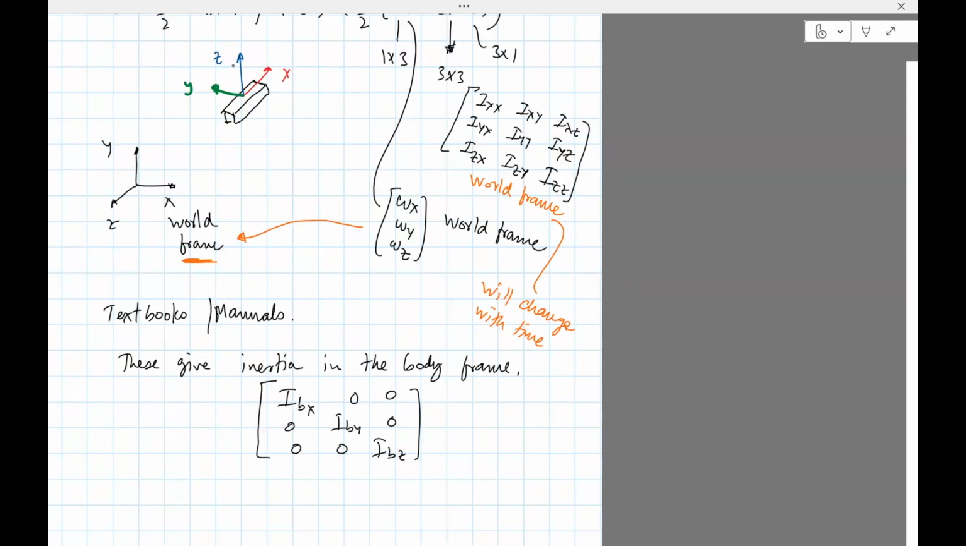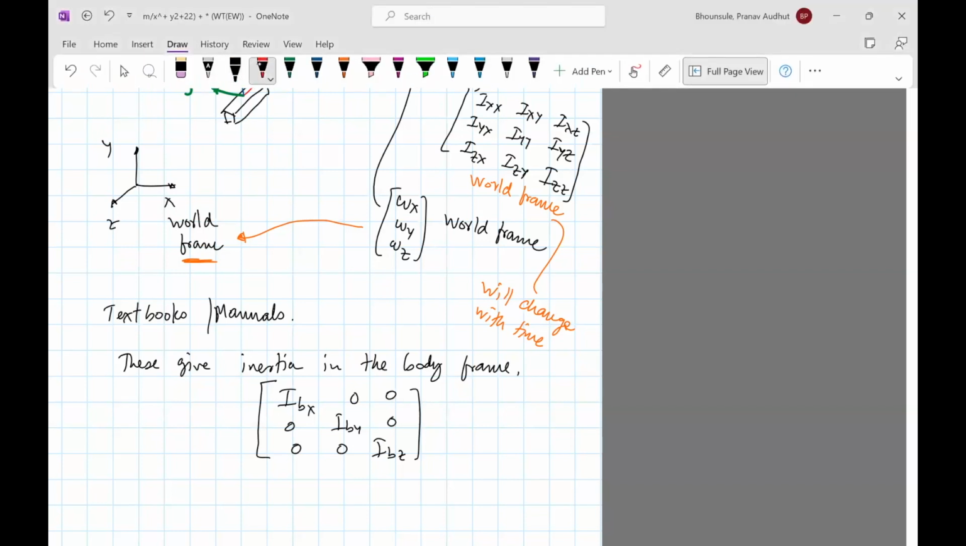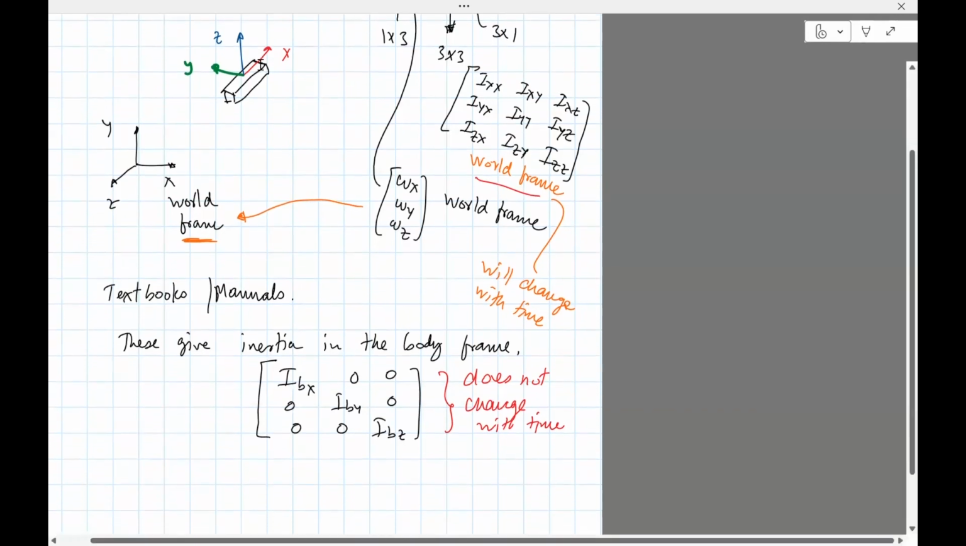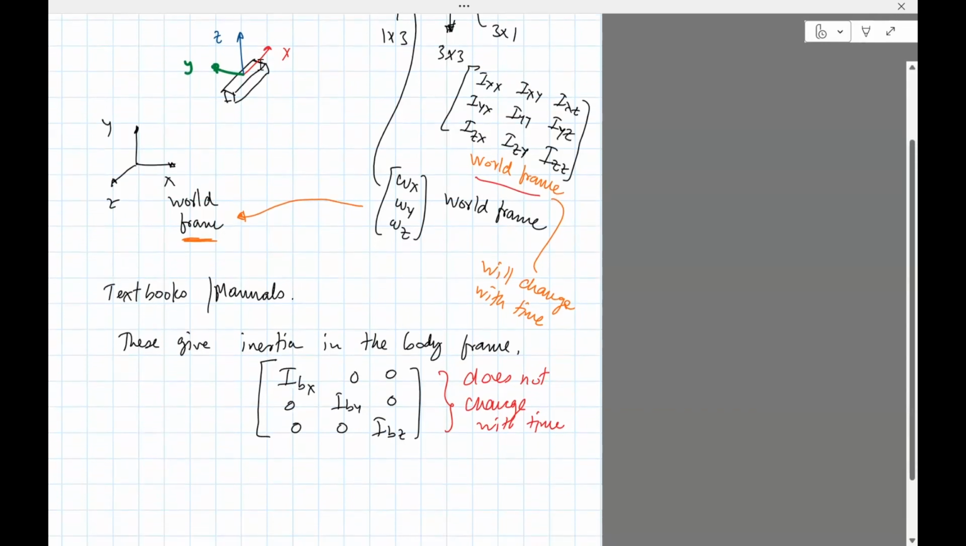Not all of them would have this inertia, but many times you'll see the inertia is in this nice form, and this is constant, does not change with time. While this one, the world frame one, does change with time because the object is rotating. So clearly we are better off using this one rather than this one, which is really complicated to compute.